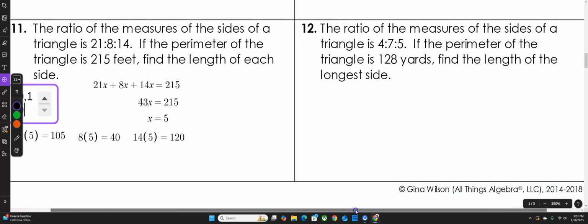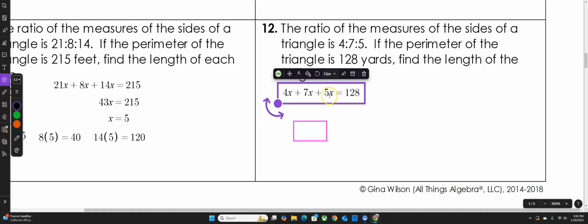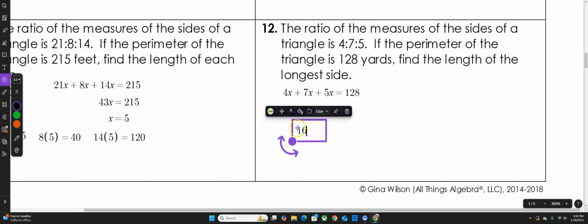All right, number 12: the ratio of the measures of the sides of a triangle is 4 to 7 to 5. If the perimeter is 128 yards, find the length of the longest side. So we are going to stay in yards this time, even though sometimes they'll make us convert in the middle. So we have 4x plus 7x plus 5x is going to be equal to 128 yards. We are going to add our like terms. 7 plus 5 is 12, plus 4 is 16.